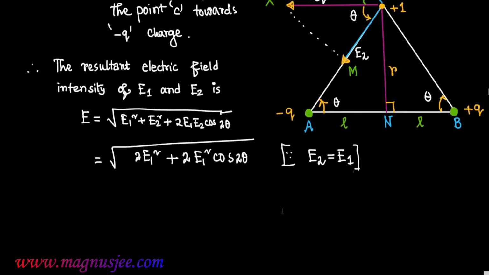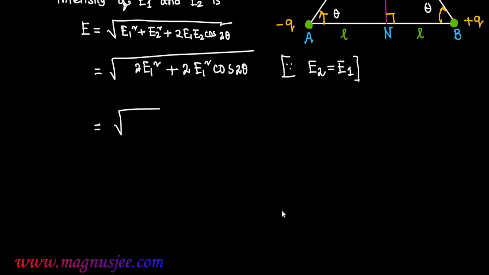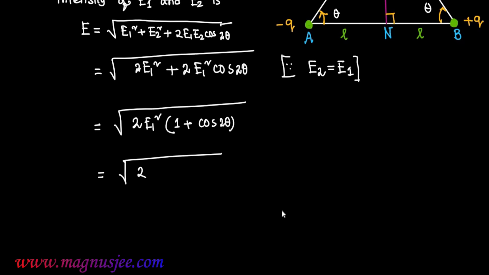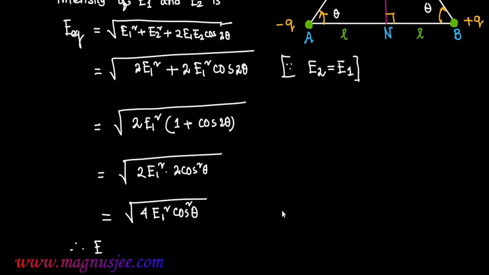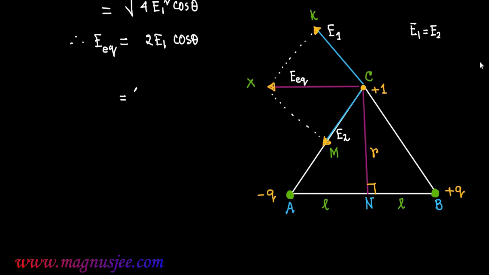The two field intensities E2 and E1 are equal. Root over 2 E1 square is taken common under the bracket, 1 plus cos 2 theta, root over 2 E1 square times 2 cos square theta, root over 4 E1 square cos square theta. Therefore, this resultant field intensity E equals 2 E1 cos theta. Putting the expression of E1 and cos theta, we get 2 times 1 by 4 pi epsilon 0 q divided by r square plus L square.